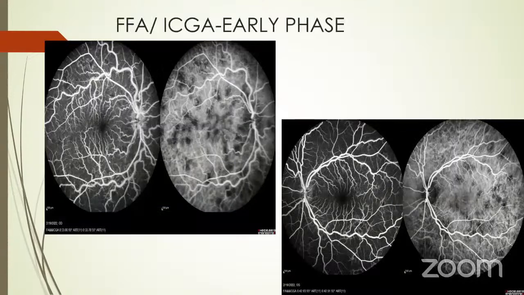The patient came the next day for FFA and ICGA, and here in the early phase FA, we could see some hypofluorescent patches over here, whereas in the ICGA we could see hypofluorescent patches which are more pronounced, because ICGA shows the disease more elaborately. Here we could see so many hypofluorescent spots, whereas in the FFA we couldn't appreciate that many hypo or hyperfluorescent spots, in the right eye as well as in the left eye.